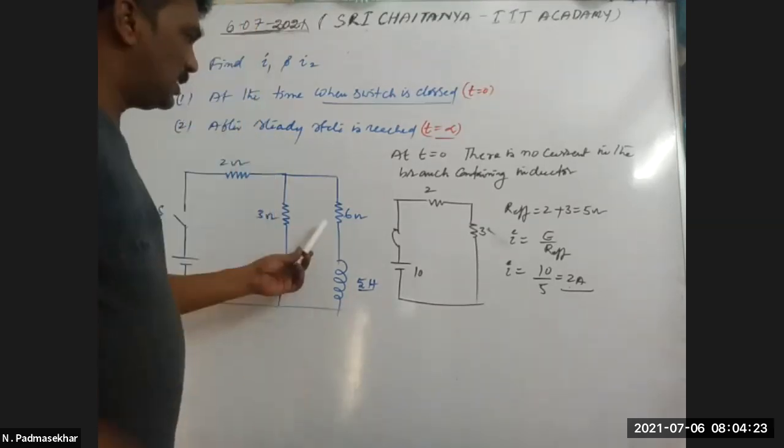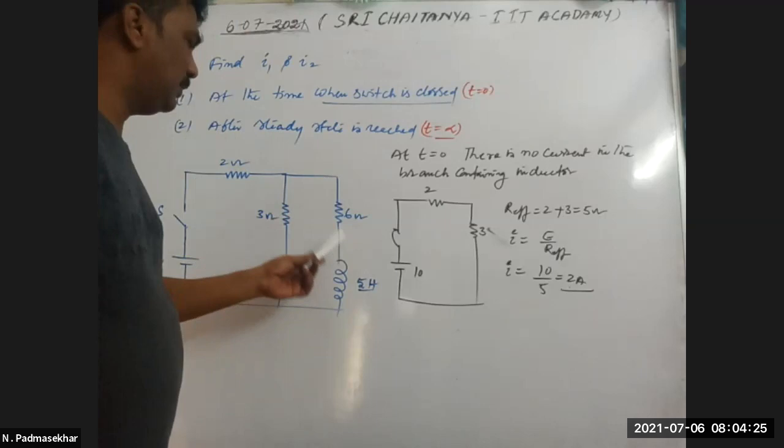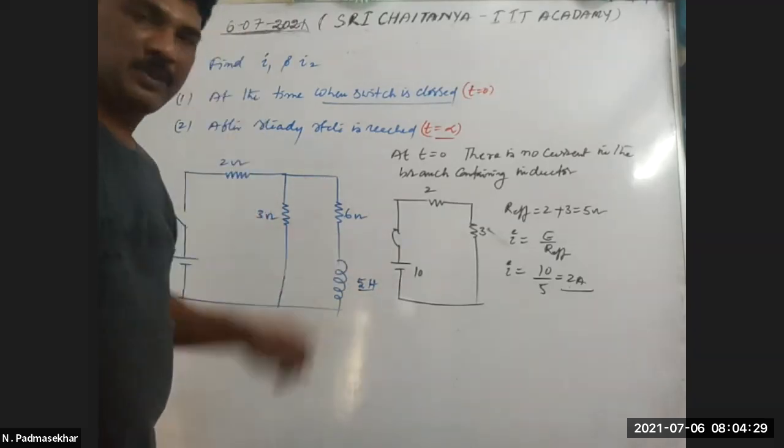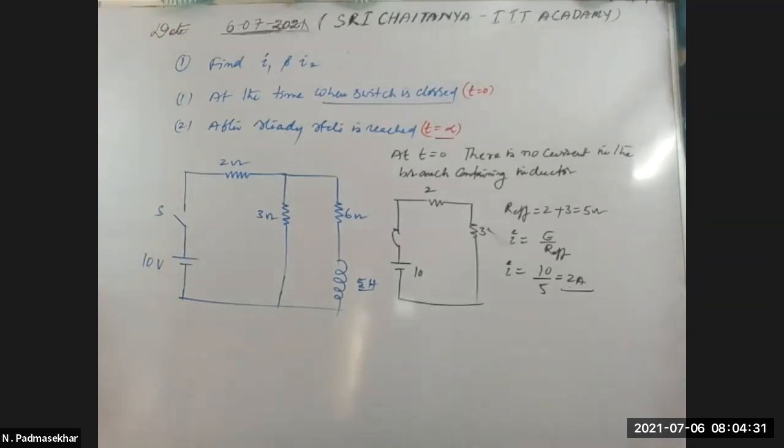Let's see. So there is no current in this branch. So in this circuit the current I is equal to 2 amperes. Right?